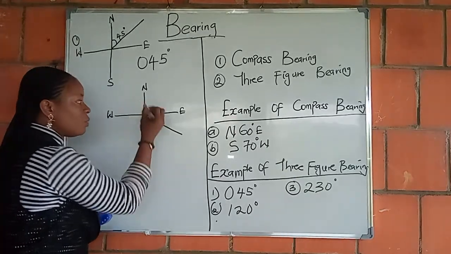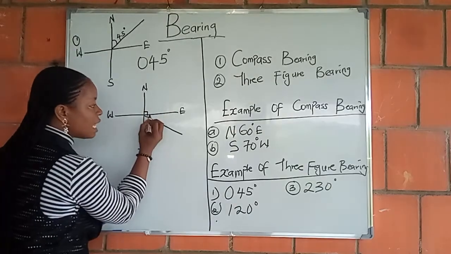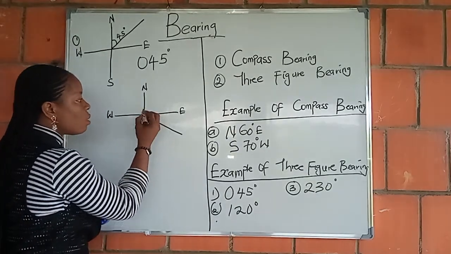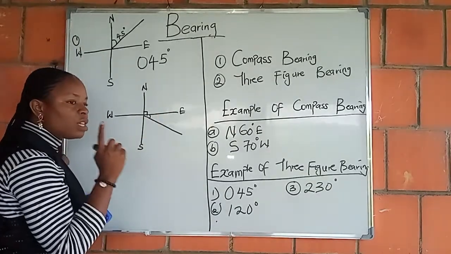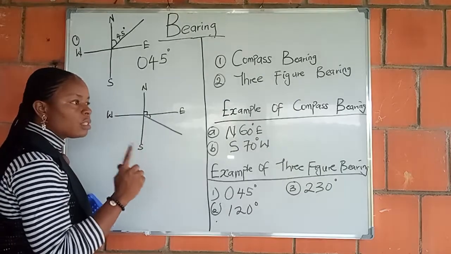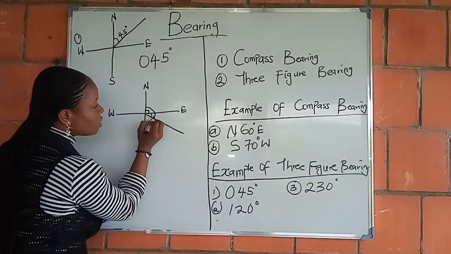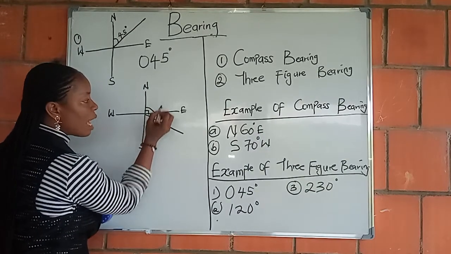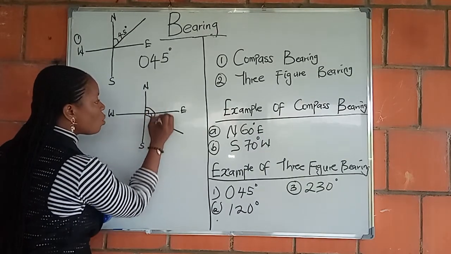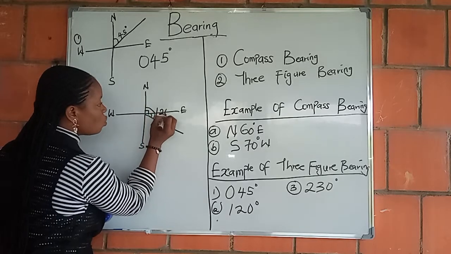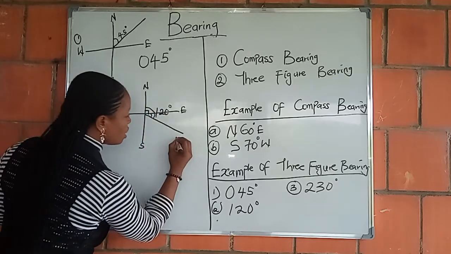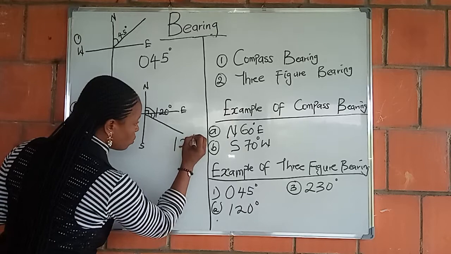So my 90 degrees here plus 30 degrees here will give me 120. So I take my measure only from the North Pole because it is a three-figure bearing. So I take it from here down to where I have the 30 degrees, which will add up to give me 120. Then the whole of this is 120 degrees. So this represents 120 degrees.